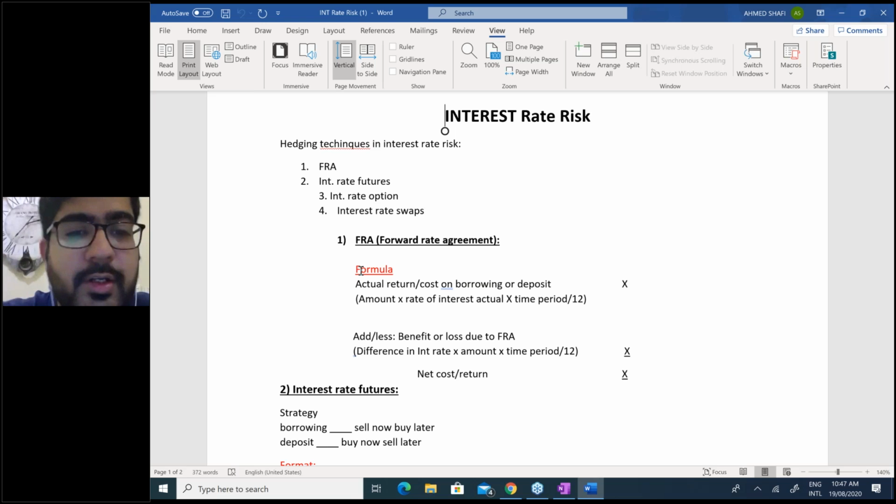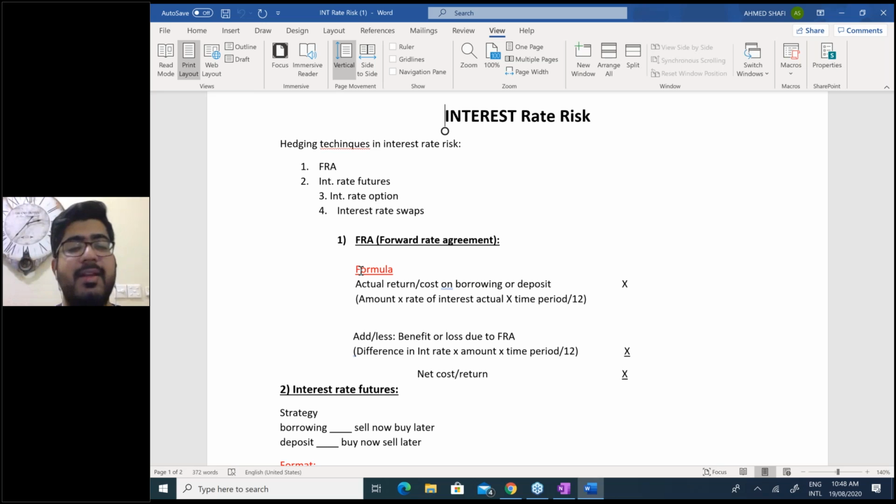How will you get the actual cost of borrowing or return on deposit? It's the amount, into the actual rate of interest, into time period over 12. Let's suppose you need to borrow or deposit for 4 months, so the time period is 4/12. If you need to borrow or deposit for 6 months, that's 6/12. Then you need to add or less the benefit or loss due to FRA. The benefit or loss due to FRA is computed as difference in interest rate into amount into time period over 12. What is this difference in interest rate? Obviously, the actual interest rate would be somewhat else, and in FRA you fix some rate. So you need to check whether you got benefit or loss due to FRA by taking the difference in rates into amount into time period over 12. You get the net cost or return.